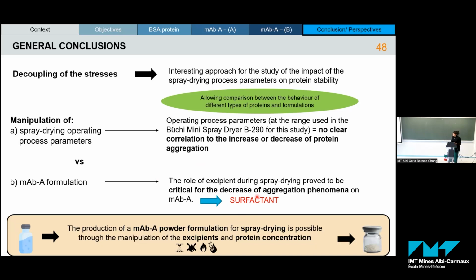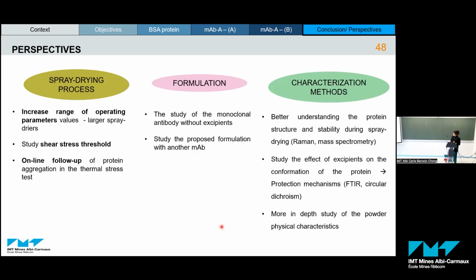And finally, we found that the production of the MAP-A powder formulation during a spray drying process is possible through the manipulation of the excipients and protein concentration to protect the protein against the stresses present.